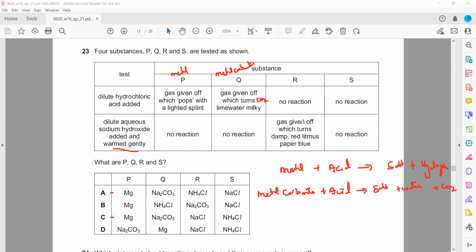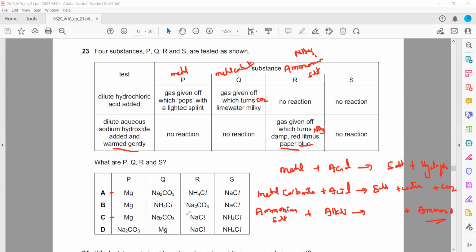of the ammonium salt. Remember, whenever we have ammonium salts and we add an alkali, one of the products is ammonia gas, which turns red litmus paper blue. So ammonia gas is released, and what does it confirm? What about R? It means R is an ammonium salt. Ammonium salt means a salt which has NH4.